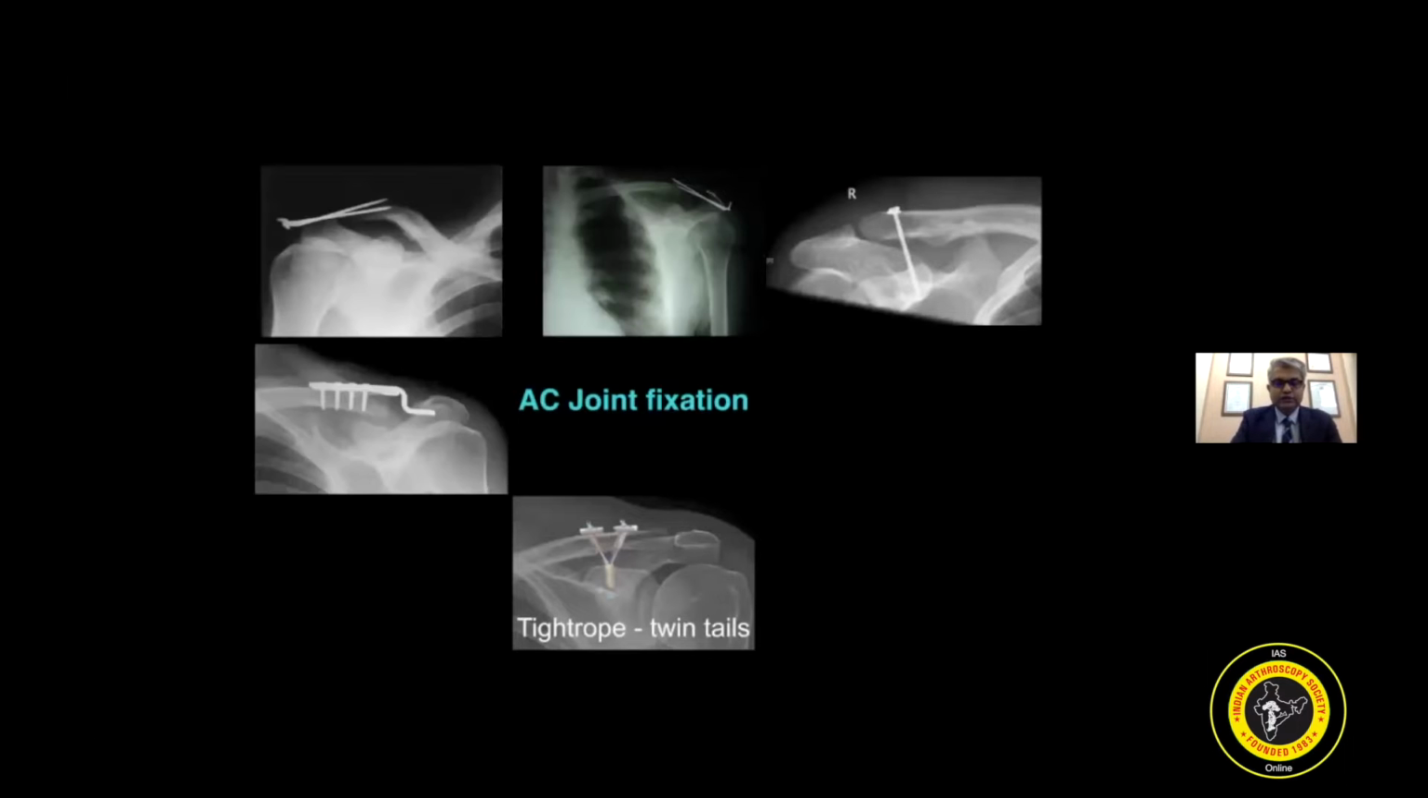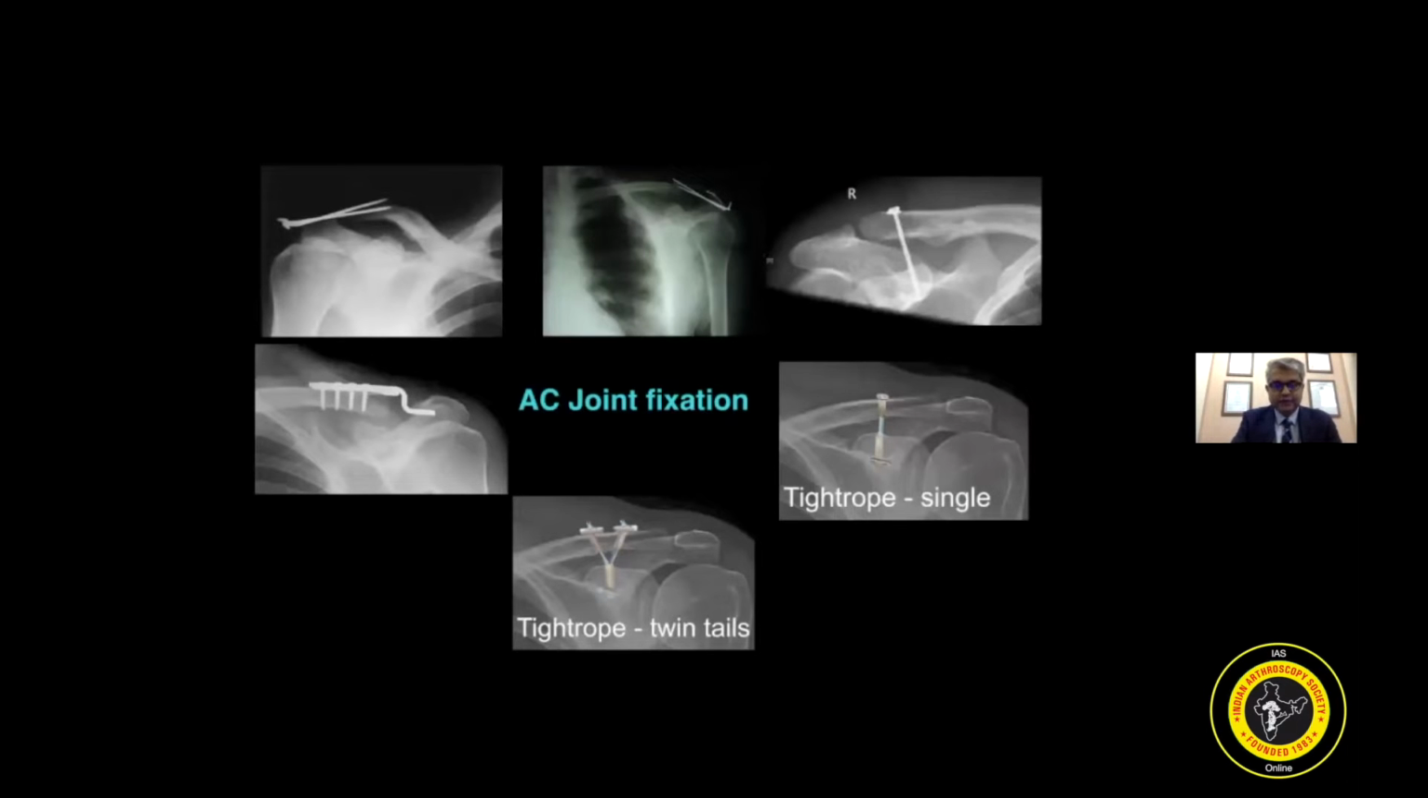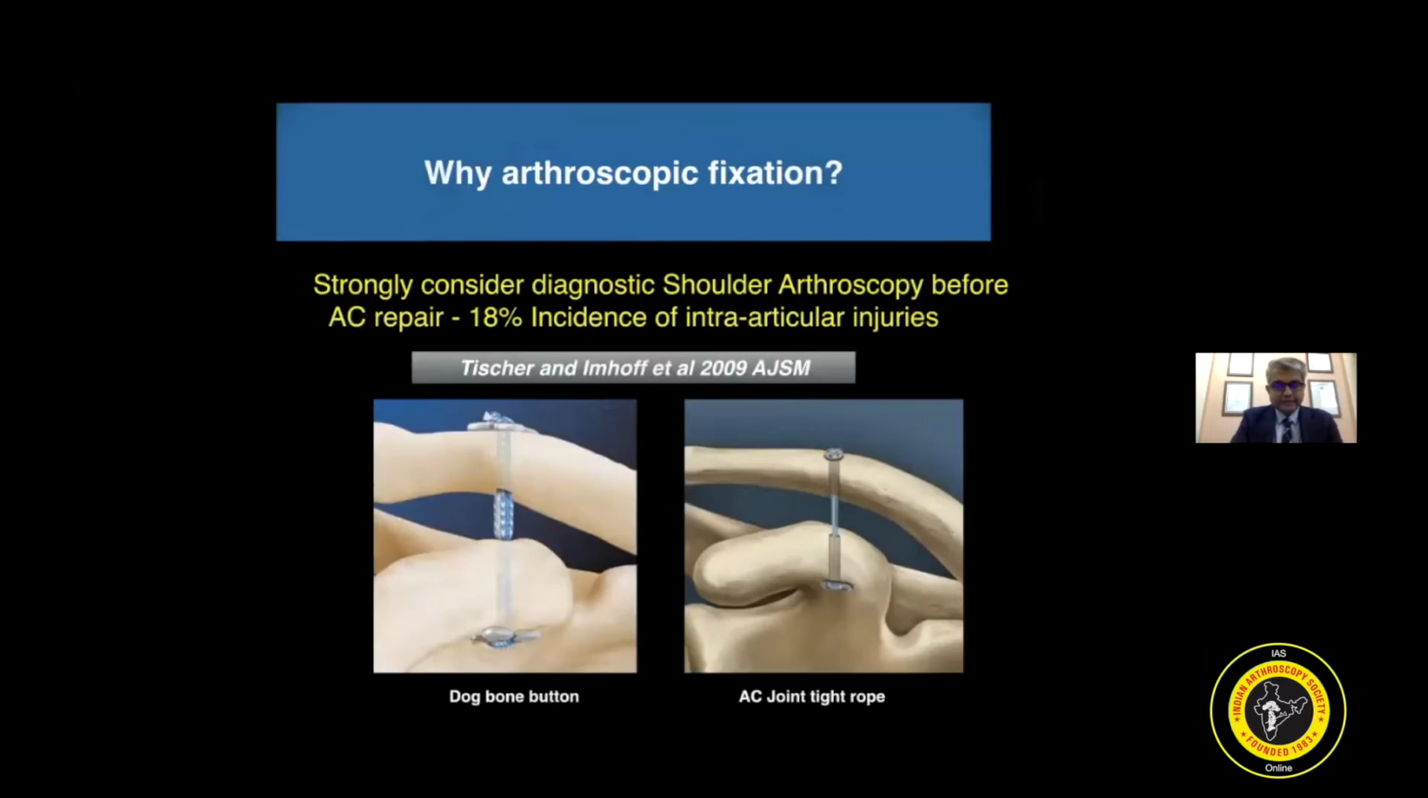The AC joint over the years has been fixed with various modalities. Whenever more than one type of fixation is available for a particular pathology, it still means that the treatment is in evolution. In the recent past, there have been strong proponents of arthroscopic fixation because, as shown by Professor Imhoff, there is nearly an 18% incidence of concurrent intra-articular injuries. Hence, they strongly recommend an arthroscopic fixation using either the dog bone button fixation or the AC joint tightrope.